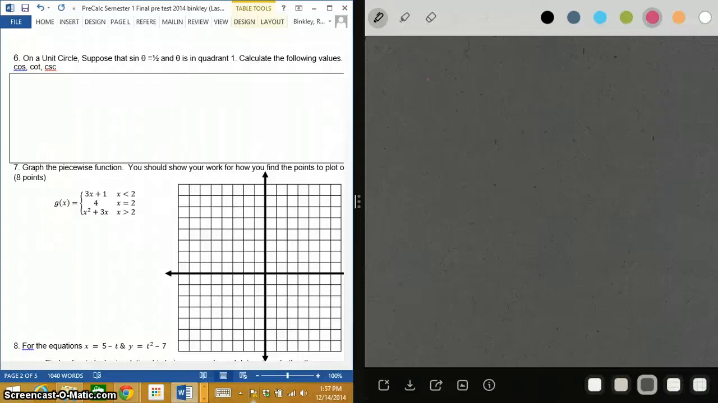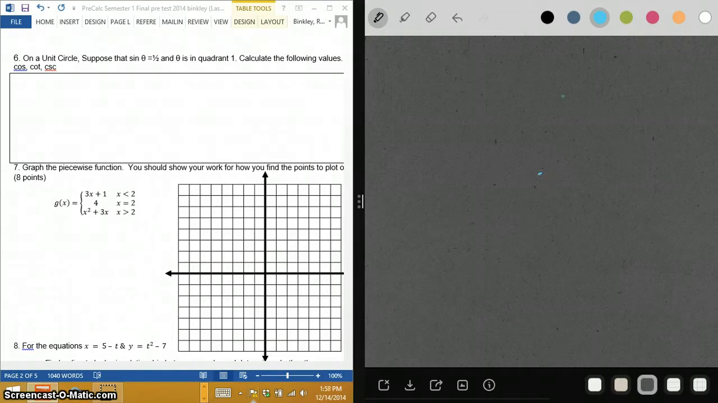All right, you guys, question number 6. This is one we've been doing in class quite a few times over the past couple of weeks. So let's just get started. The question tells us that we have a unit circle and the sine of theta in quadrant 1 is 1/2.